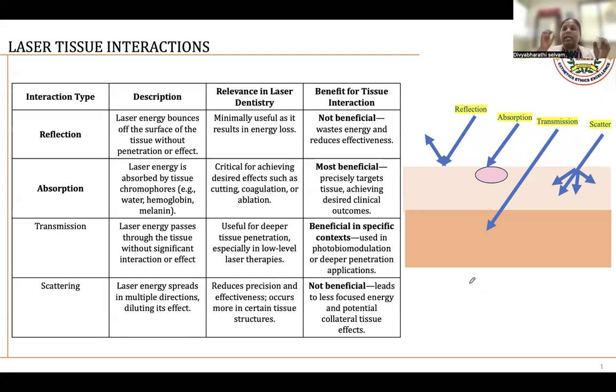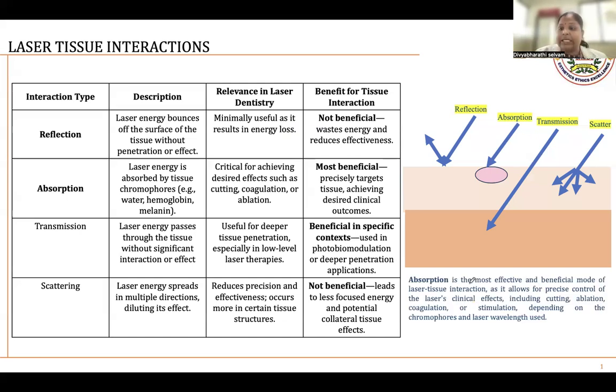So the 90% absorption reaction is what is really beneficial. In case of PBM, some amount of transmission we can expect. It is the most effective and beneficial mode in order to have precise control of your laser's clinical effect. So what kind of reaction can you expect? Absorption.